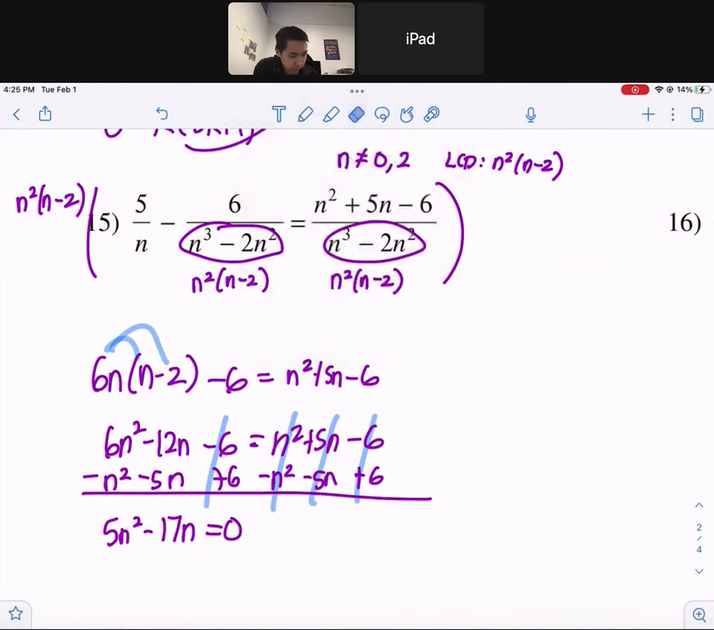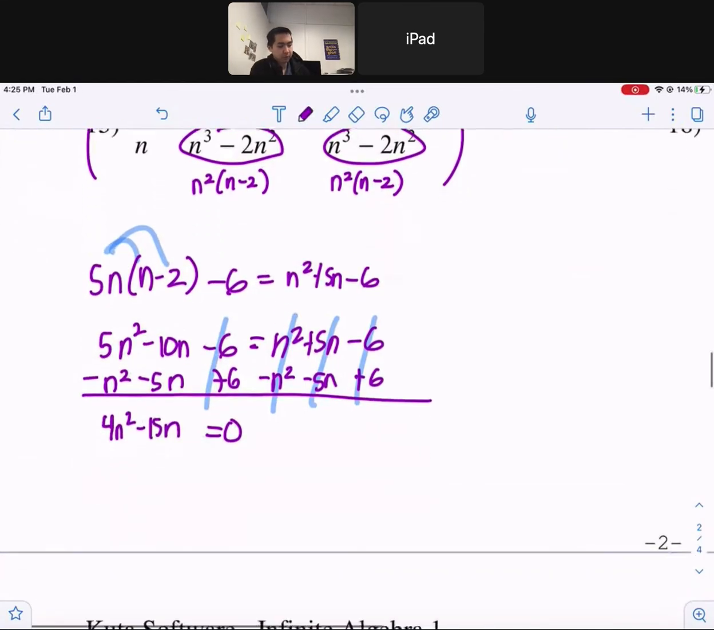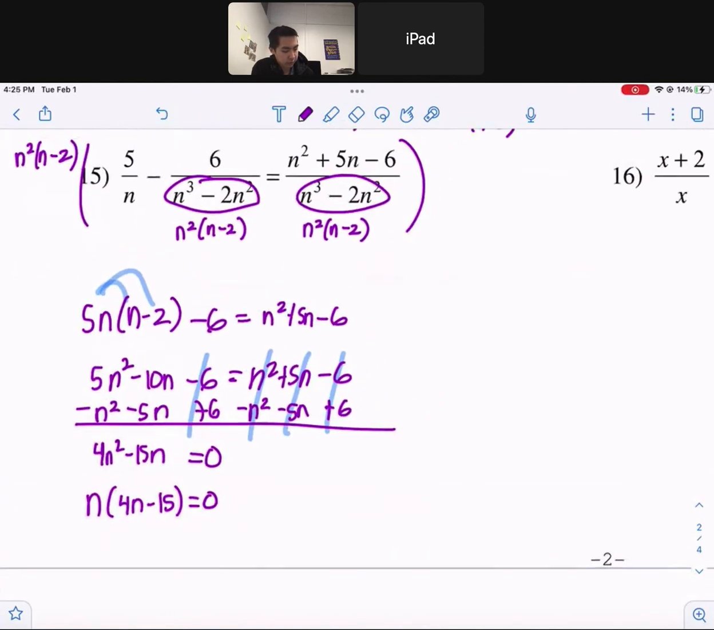Oh, sorry. When I multiplied this to this, the n cancels, and it's not 6n. I think I looked at the wrong one. It should be 5n. So that's really 5n squared minus 10n, and then we get 4n squared minus 15n. There we go. Okay, so we got a quadratic, so we can factor out an n. So we got two answers.